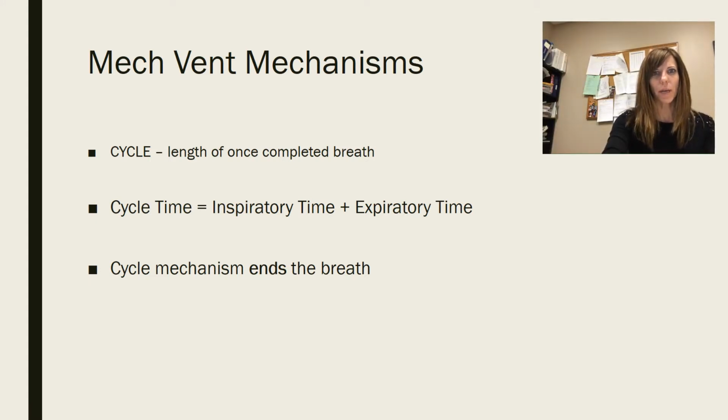When we talk about cycle, we're talking about what ends the breath. Trigger starts it, cycle ends it. There are different types of cycle mechanisms that we're going to talk about. We could say that cycle is also the length of one breath. It's inspiratory time plus expiratory time, and then the machine cycles off and ends that breath.